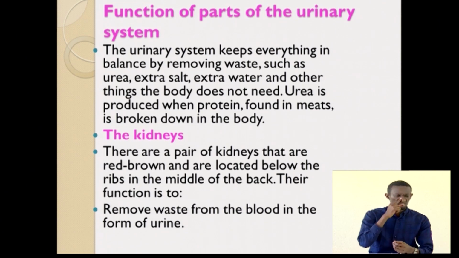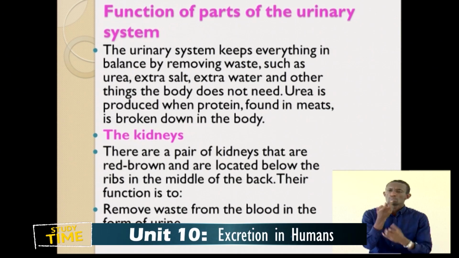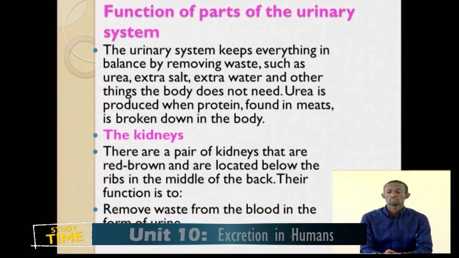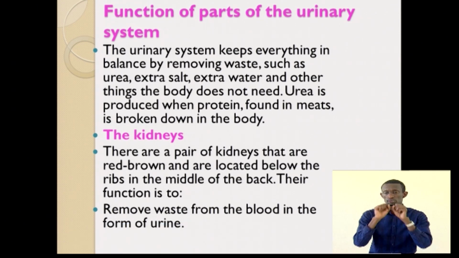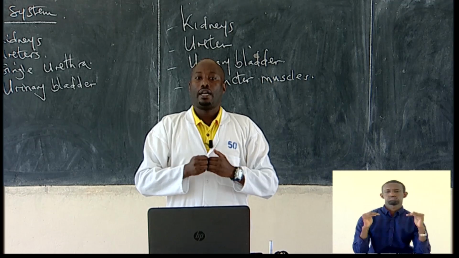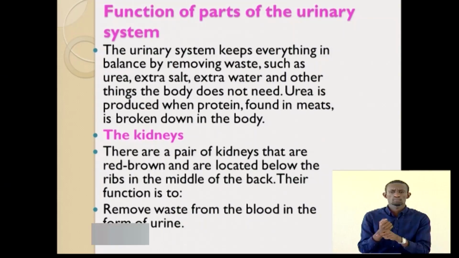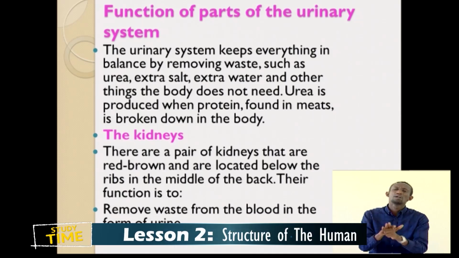So these things that the body does not need are required to be removed from the body, all right? So the urinary system is very important, very vital to our body because it keeps everything in balance by removing wastes such as urea and extra salts, extra water, and other things the body does not need.